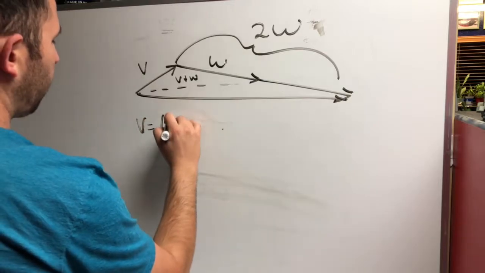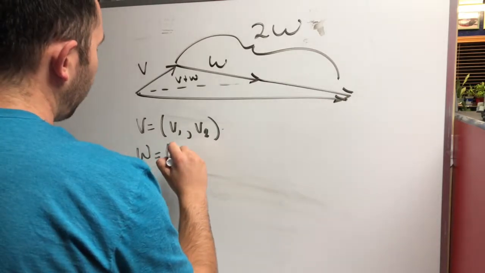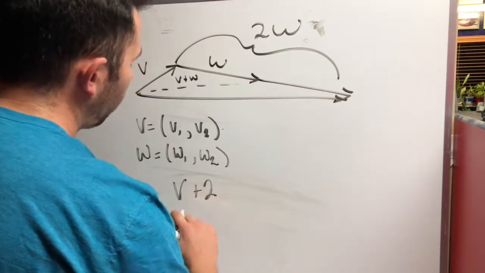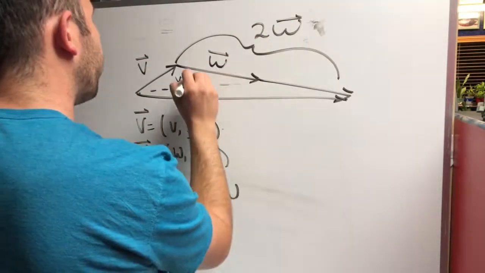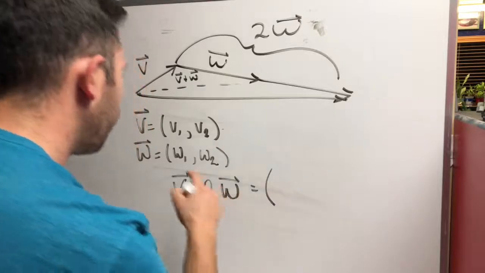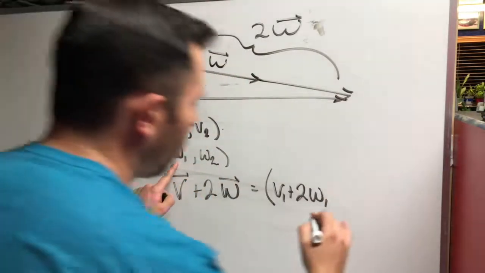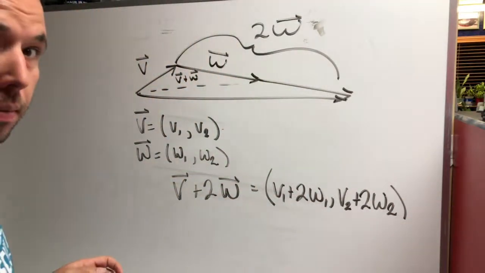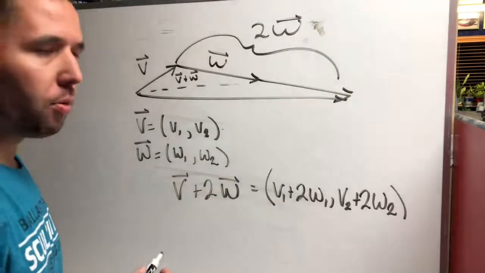If we have v to be coordinates v1, v2, and w to be coordinates w1, w2, then v plus 2w, if we're going to keep consistent with our notation, will be the vector v1 plus 2w1, v2 plus 2w2. If we were to plug in numbers, we would get back out the proper vector. That would be the addition of a vector and some scalar multiplication.